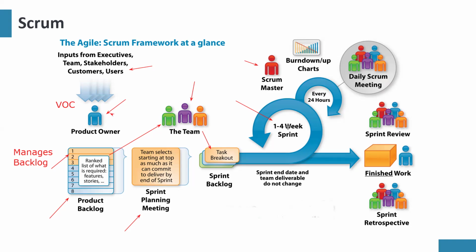Now, the fact that we have 1 to 4 weeks is saying that you have the opportunity to choose the duration of the length of your sprint. And once you've chosen that length, whether it's 2 weeks or 4 weeks, you stick to it. So you can't say that the first sprint we're doing is 2 weeks, the next one will be 3 weeks, the next one after that will be 4 weeks.